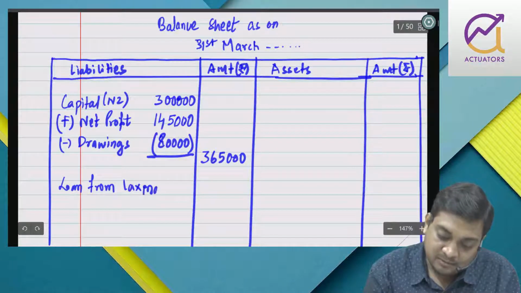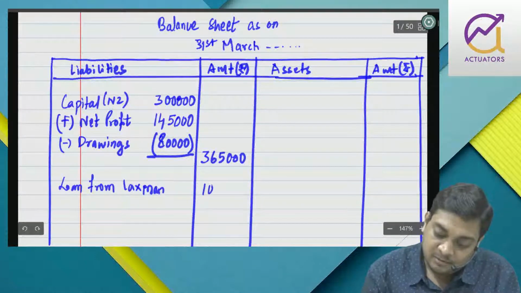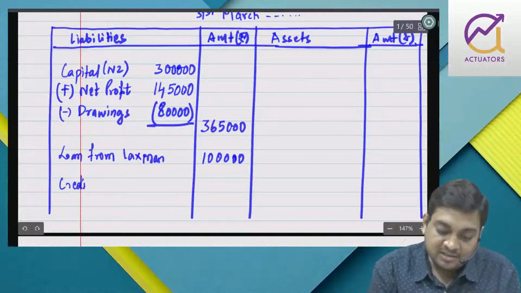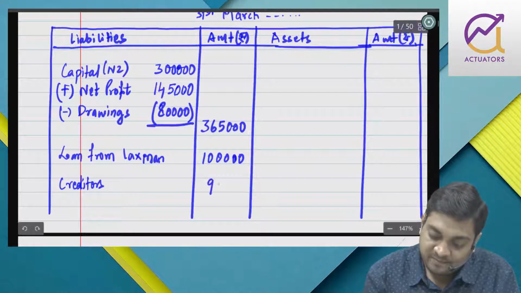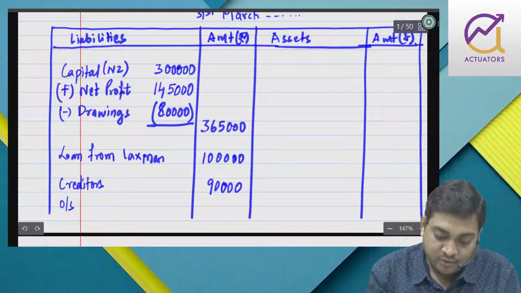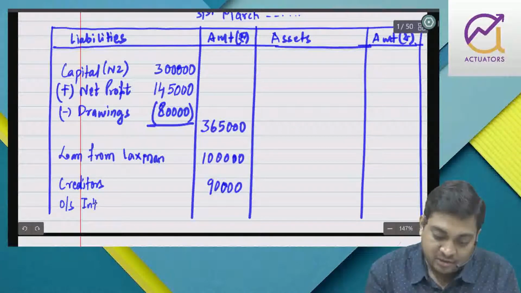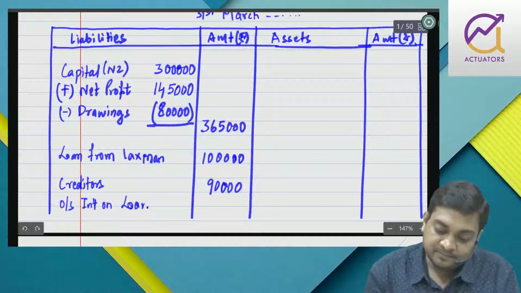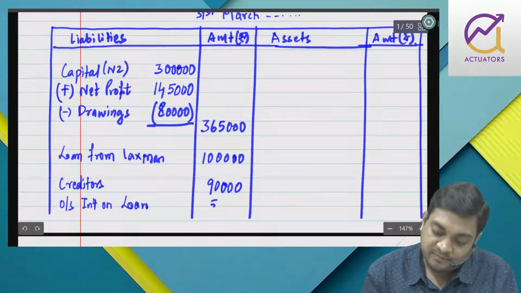Then I'll show loan from Lakshman, 1 lakh, it's a new liability. Then I will show creditors, 90,000. Now on the closing date, bank has become positive, right? And here we won't forget to show outstanding interest on loan. Double effect. How much? 5,000.